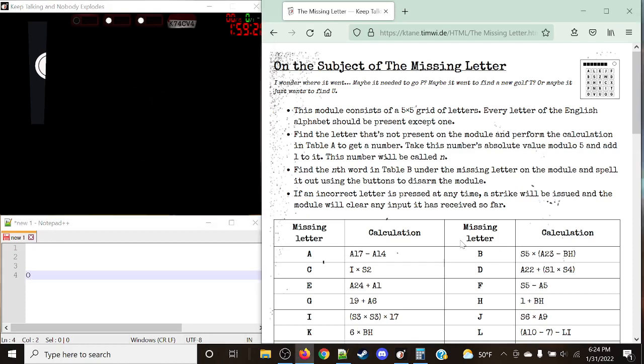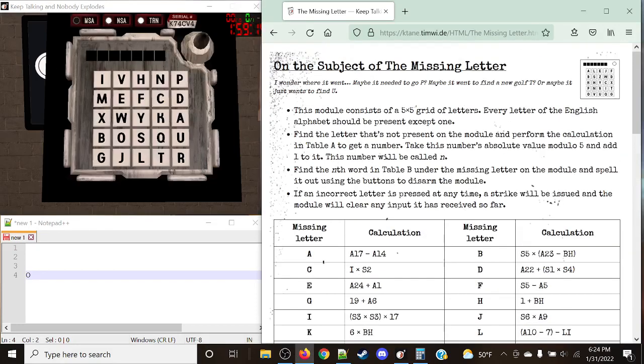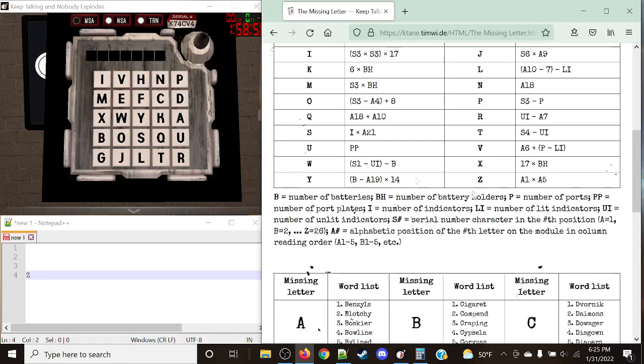So essentially our goal is figuring out how to spell a word based off of a series of different calculations. This is actually a pretty straightforward module. So O, N, N, O, P, Q, R, S, T, U, V, W, X, Y. Oh, it happens to be Z. Okay, so our missing letter is Zulu, which we're going to take a look at right here.